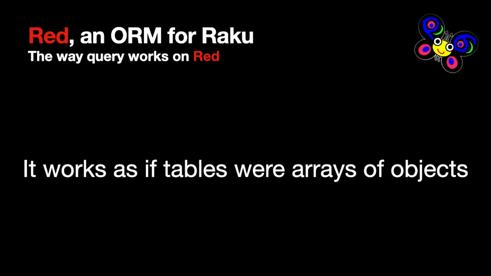Red queries work as if tables were arrays of objects. It uses lazy lists and sacks to create the query. So it uses map, grep, first, etc. The same methods used to manipulate lists in Raku, instead of having new APIs for doing that.